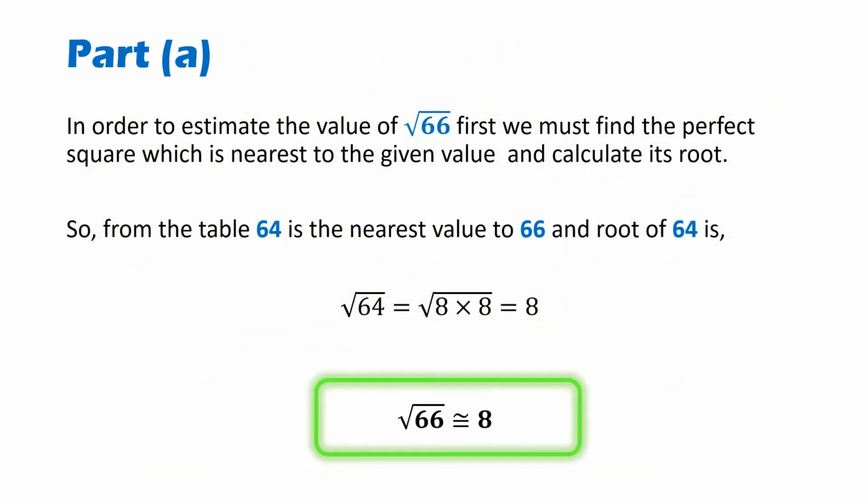Part A. In order to estimate the value of the square root of 66, first we must find the perfect square which is nearest to the given value and calculate its root. So, from the table 64 is the perfect square that is nearest to the given value 66, and the square root of 64 is 8, so the square root of 66 is approximately 8.